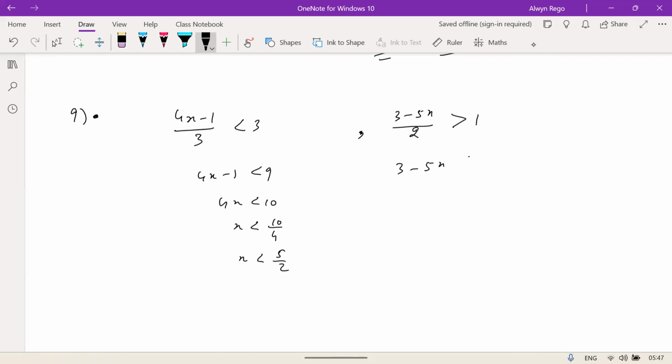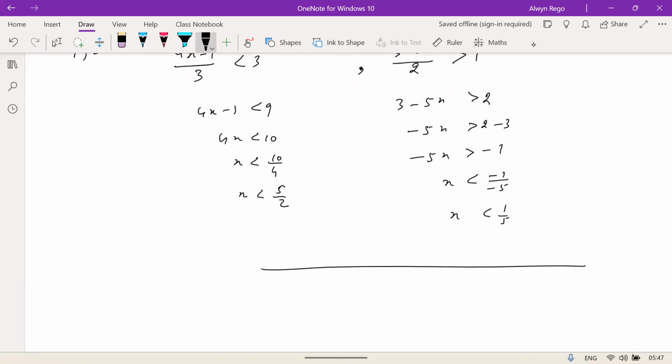So 3 minus 5x is more than 2, therefore minus 5x is more than 2 minus 3, so minus 5x is more than negative 1, therefore x is less than negative 1 by negative 5, so x is less than 1 by 5. So here x is less than 5 by 2, 1 by 5 is somewhere here, and 5 by 2 is 2.5 somewhere here. If you're looking for a value of x which is less than this and also less than this, then you look for a value which is commonly satisfied by this one and this one.